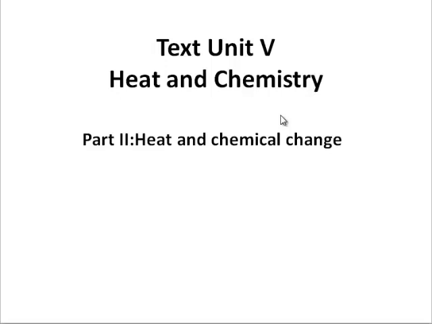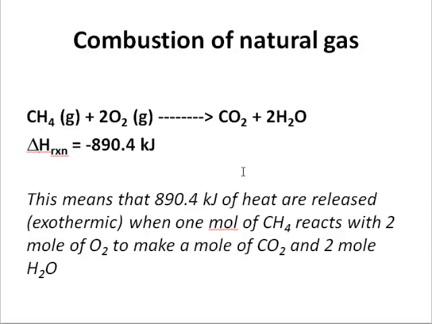This is the second lecture for Text Unit 5. In this lecture, we relate heat, which we looked at in the last lecture, to chemical reactions and chemical changes. CH4 is natural gas. It's used to heat ovens and stovetops in homes. And where that heat comes from is its combustion or reaction with oxygen. And here we have a balanced equation for that reaction.